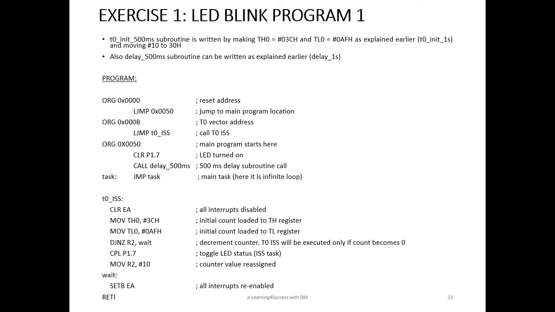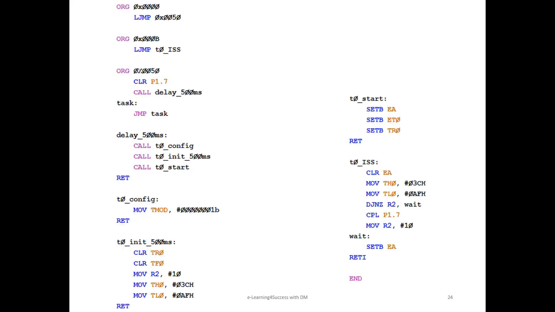Since the timer is continuously running in the background, the next interrupt will happen when timer overflows again. This will be exactly after 50 millisecond. When R2 becomes 0, 50 millisecond would have elapsed 10 times and the total time delay would have become 500 millisecond. This is the complete program for the given exercise question.